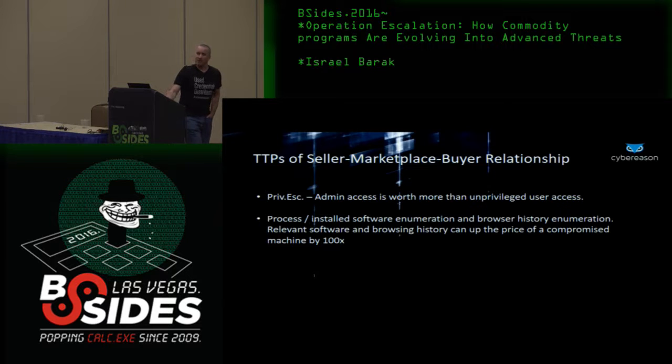Privilege escalation. It's important to get to that first level of value. An admin access is worth more than an unprivileged account. So even if you don't require admin access for your adware, if you want to put it up for sale, you want to maximize the value of it, so you should probably escalate your privileges to local system. Enumeration of installed pieces of software and browsing history is something you want to go through as a seller, so you can populate your value proposition on these marketplaces, saying how valuable this machine is.